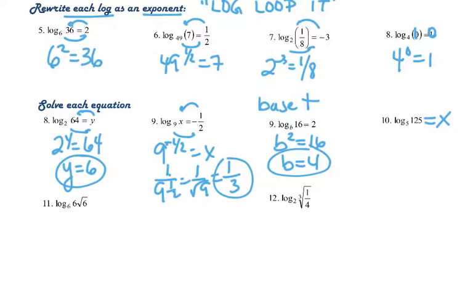So this next one, without the equals x, people get confused. So if you add the equals x, then you're like, oh, I get it. 5 to what power gives me 125? 5 to the 3rd power. These last two definitely need that equals x, because these are a little bit trickier.